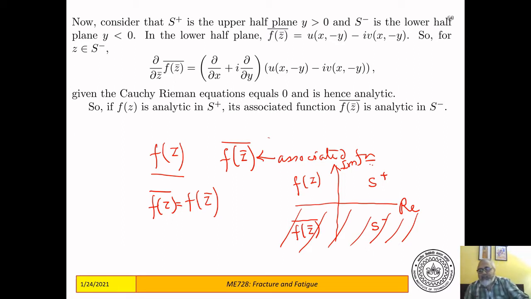So that is what f(z bar) is. These are two concepts that we will use quite often. What we have established is f(z) is not a function of z bar, so del z bar of f(z) is equal to 0. f(z bar) is not a function of z, so del z of f(z bar) is equal to 0. This is a function of z, so del z bar of this is equal to 0. So this is analytic, but this is defined in the lower half plane. That's why it's called an associated function.